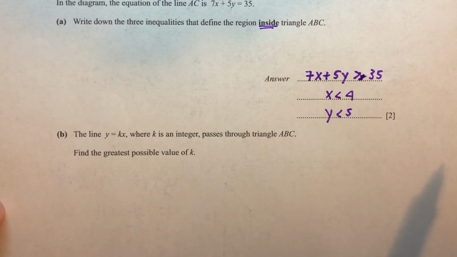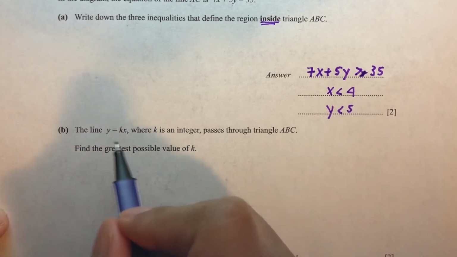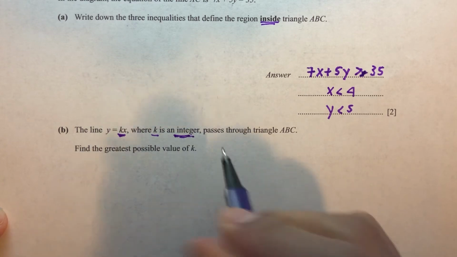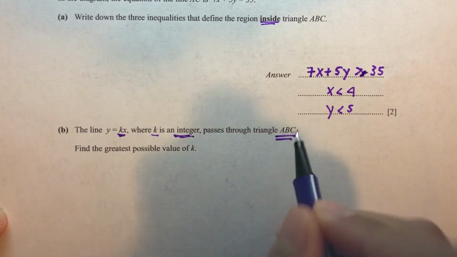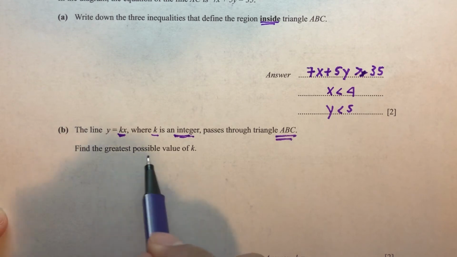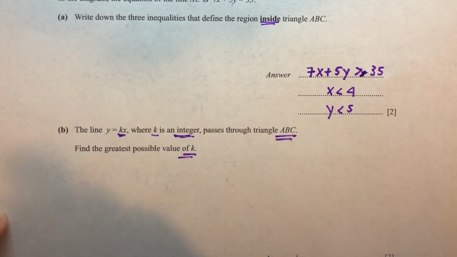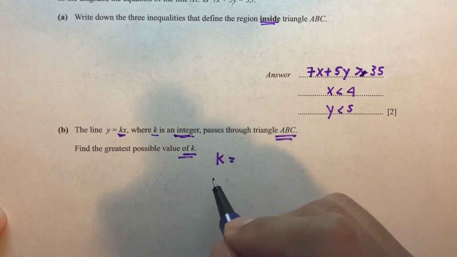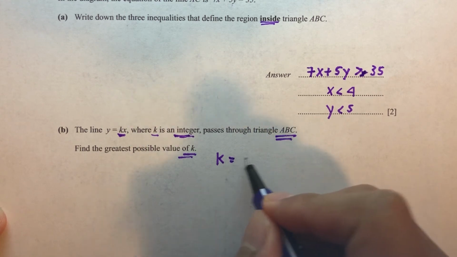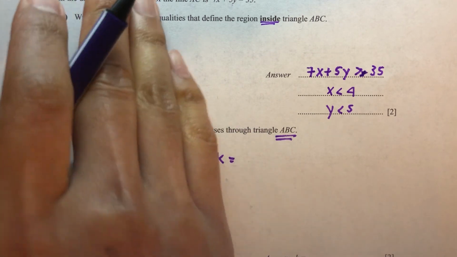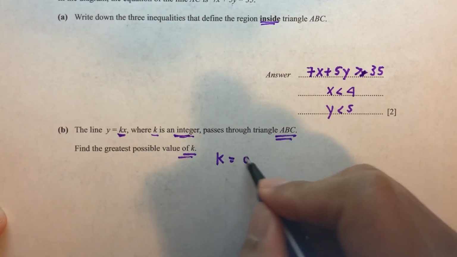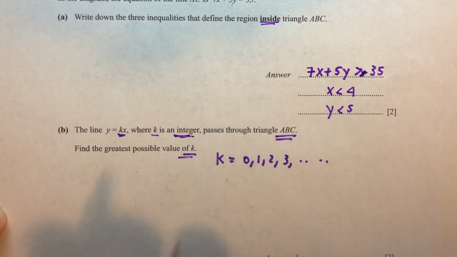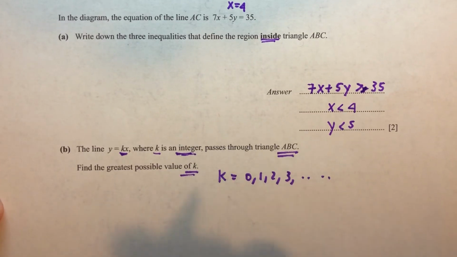So now we say the line y is equal to kx, where k is an integer, passes through the triangle ABC. Find the greatest possible value of k. So k is an integer, so k can be what? It needs to be positive because the triangle is on this side, so it can be 0, 1, 2, 3, and so on, right? So those are the possible values of k.